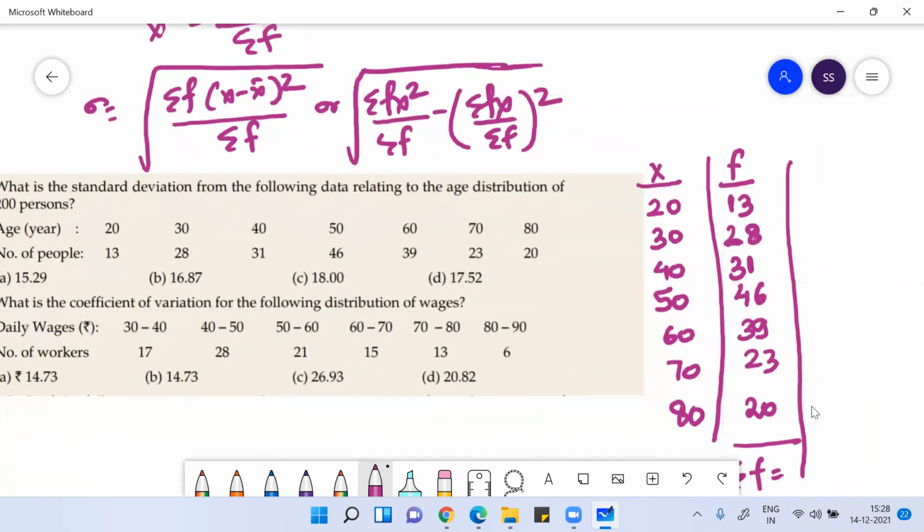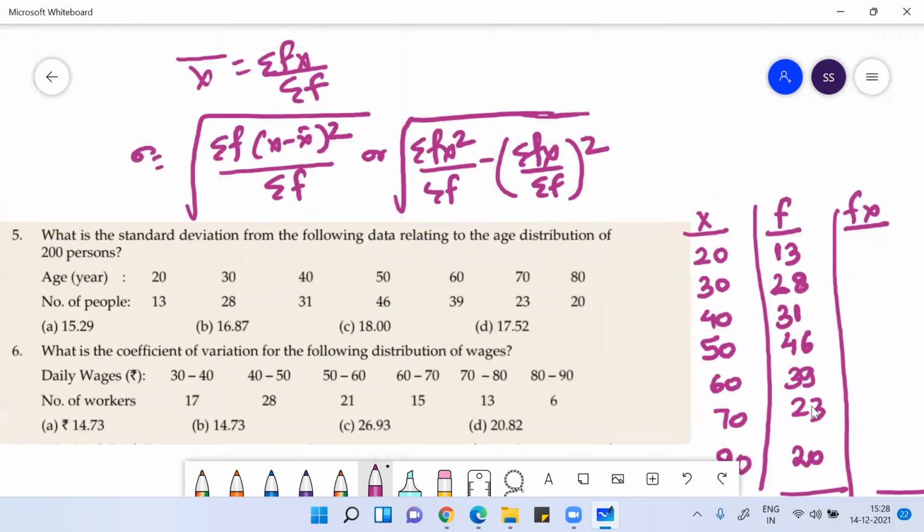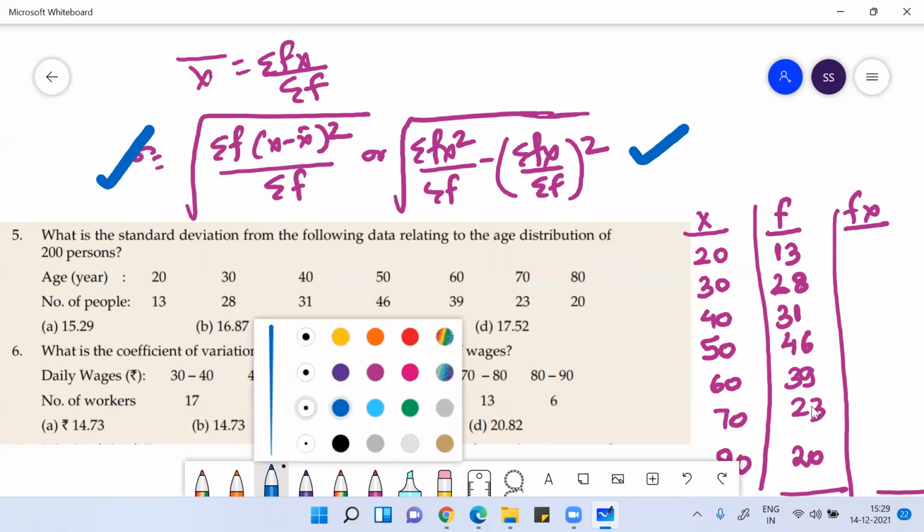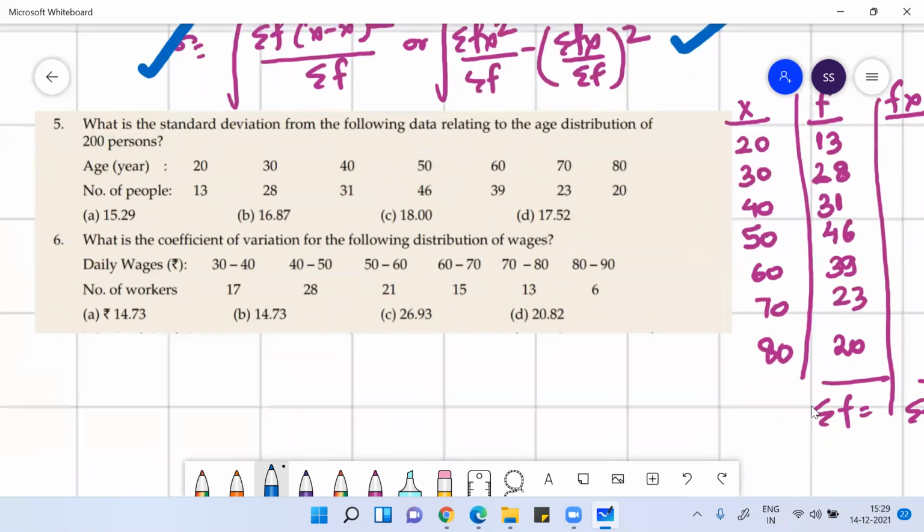How to find x bar? You find f into x, do the sum of f into x, and divide by sum of f. Are you getting this, guys? So you can use either of the formulas, and you'll get the same answer. Getting it, everyone? Hello, everyone. Are you getting this? Yes, sir.